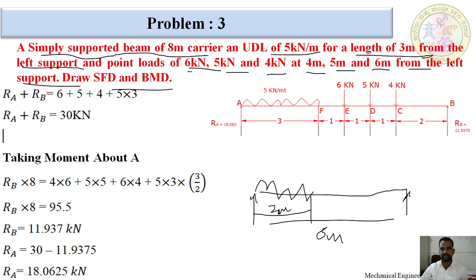And 6 kilonewton, 5 kilonewton and 4 kilonewton they have given at a distance of 4 meter, 5 meter and 6 meter from left support. The 6 kilonewton we have to take at 4 meter from left support, the 5 kilonewton at 5 meter, and the 4 kilonewton at 6 meter from left support.